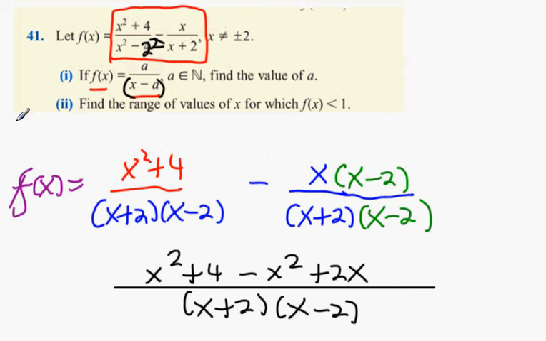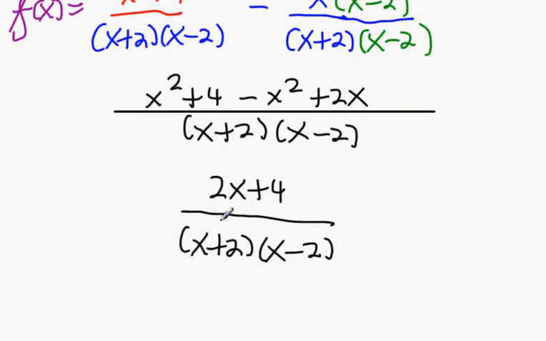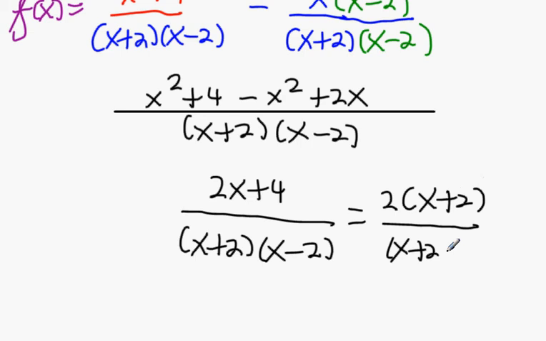What can you do at the top if you factorize it? 2 into? And then on the bottom, x plus 2, x minus 2. Cancel the difference. And we end up with 2 over x minus 2. That's our answer.